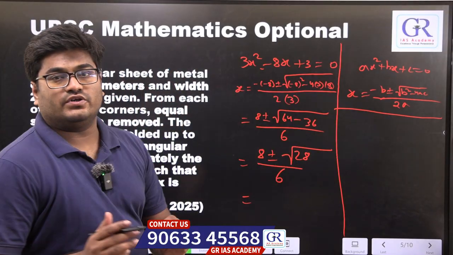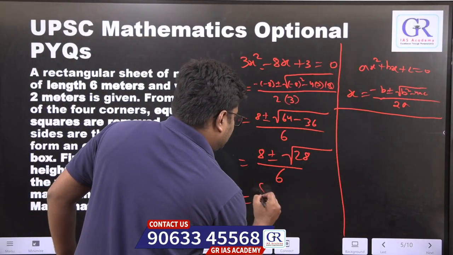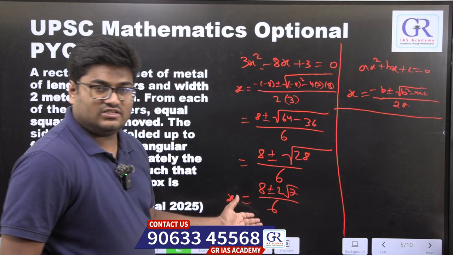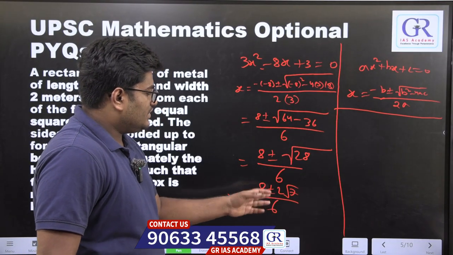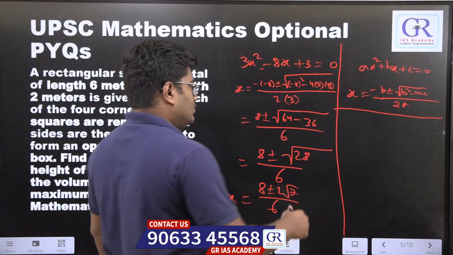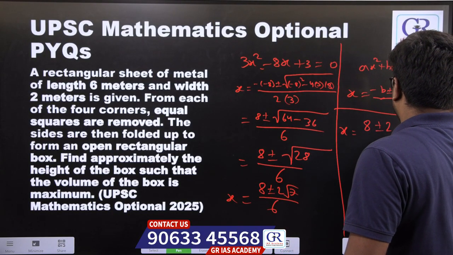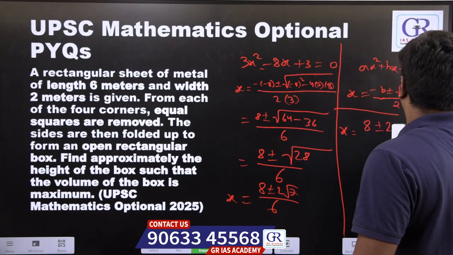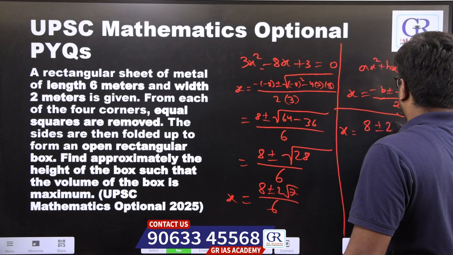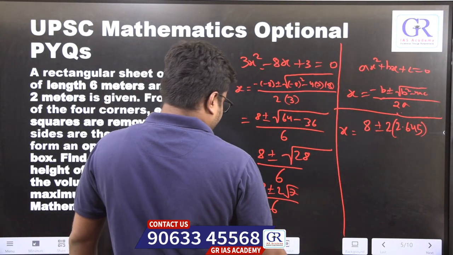So 28 can be written as 4 into 7. So it will be square root of 4 is 2, so it can be written as 2 root 7. So 8 plus or minus 2 root 7 by 6. That is x equals 8 plus or minus 2 root 7 by 6. So we can calculate further here. Root 7 is approximately equal to 2.645. Okay. x is equal to 8 plus or minus 2 root 7, right? 2 into 2.645.